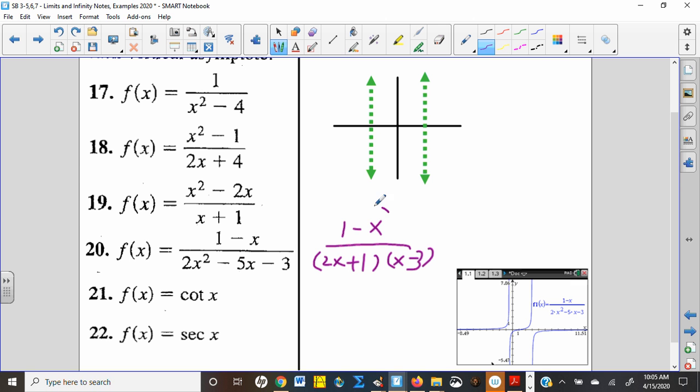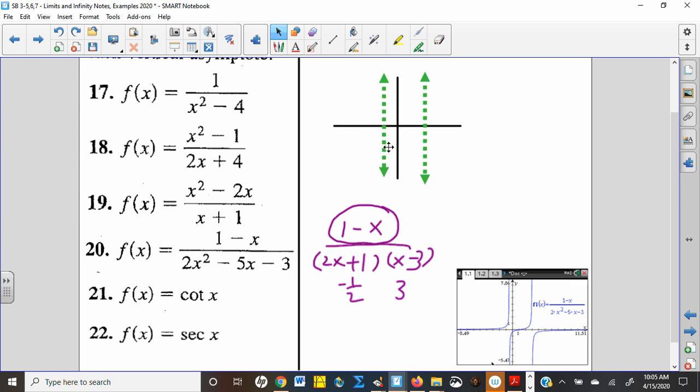So the big question is, does this cancel with one of these guys? Because that creates a hole instead of a vertical asymptote, and the answer is no. These are both going to be vertical asymptotes. This one's going to happen at negative 1/2, right? This one's going to happen at positive 3. And so at negative 1/2, I'm just going to move these here, right? Negative 1/2, and then at positive 3, we're going to have asymptotes.